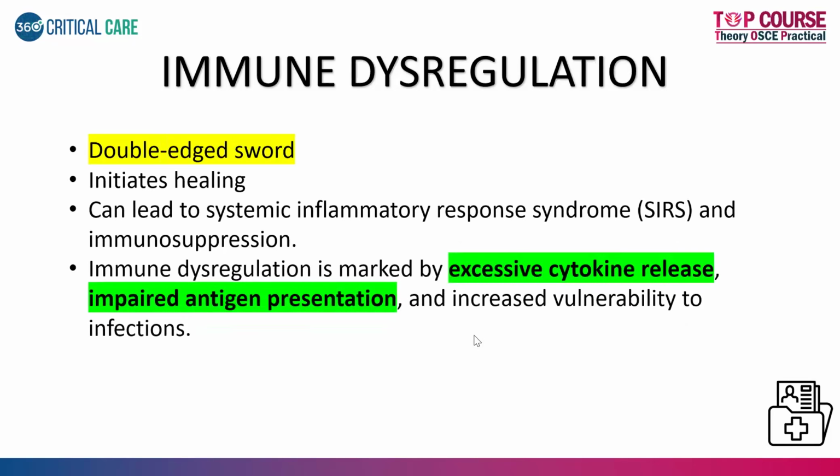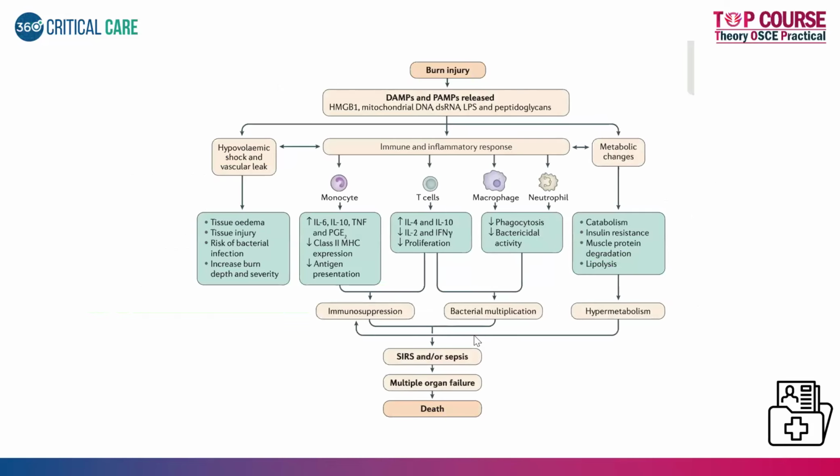This SIRS is an eventuality because there is excessive release of cytokines and impaired antigen presentation, which makes the burns patient highly vulnerable to infection, if anything is present in the surrounding. So usually what happens in a burns injury, there is increased release of cytokines. There will be damage associated molecular patterns and pathogen associated molecular patterns which will be released. And that causes a lot of cascading effects.